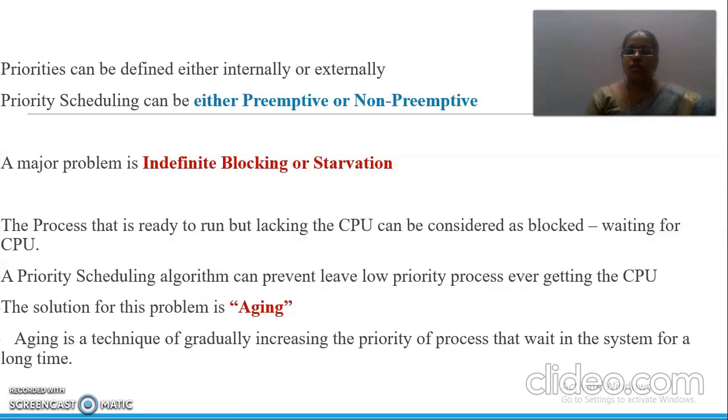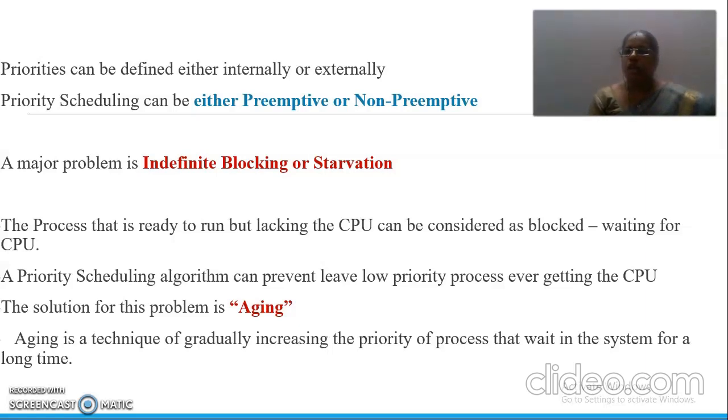So let me see what the nature of priority scheduling is. It can be either preemptive or non-preemptive. And a major problem we see here is indefinite blocking, which we call starvation. What it means is the processes with high priority get a chance first, and if it is a big process, it holds the complete work. Until it completes its work, it will not give a chance to the next process. So the remaining low priority processes are lacking the chance to run, they are in starvation, and there is indefinite blocking.